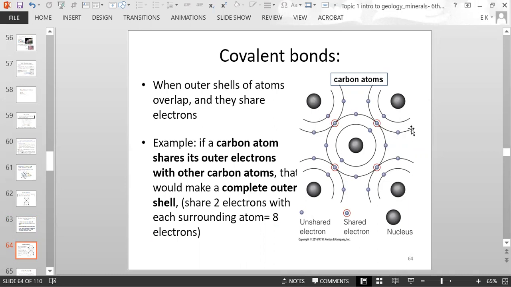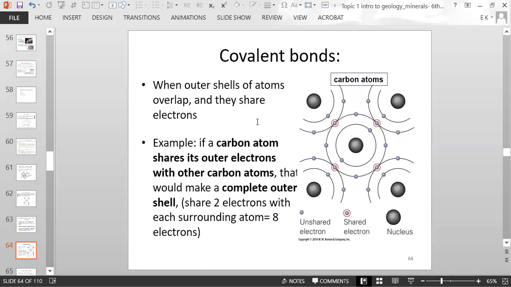So in this case, the carbon atoms are sharing electrons with each other, and the shared electrons are circled with this red circle here. And this is called covalent bonding. Covalent bonding is when atoms share electrons. Ionic bonding, we talked about with the salt, is when atoms of opposite charges are attracted to each other. So covalent bonding is a stronger bond because they're sharing electrons. It's harder to break a covalent bond than it is to break an ionic bond.